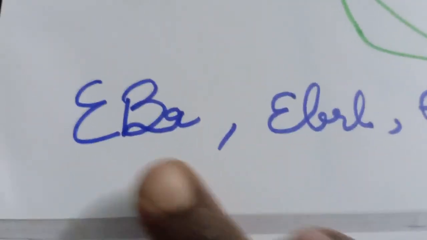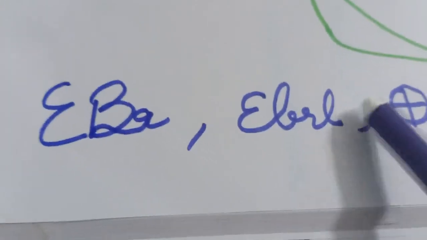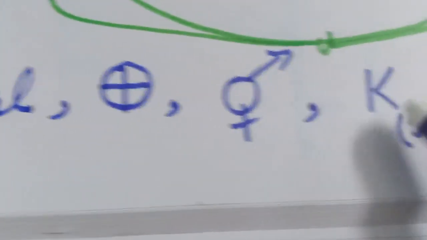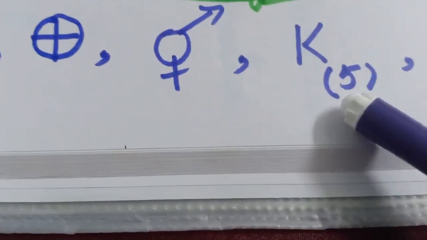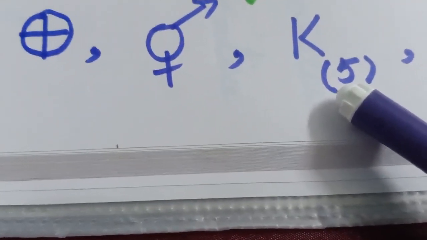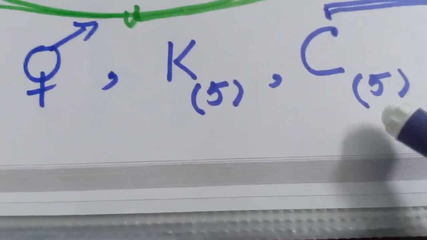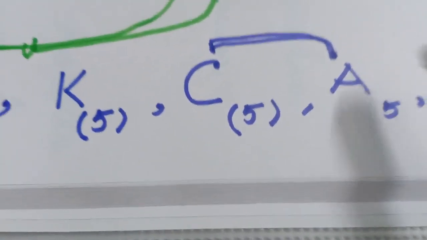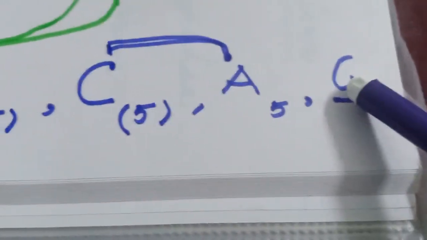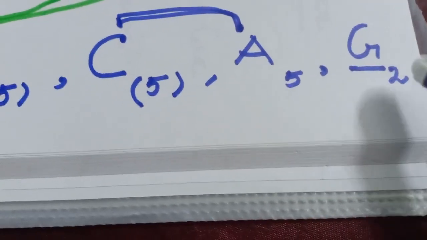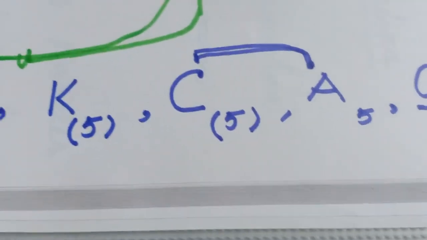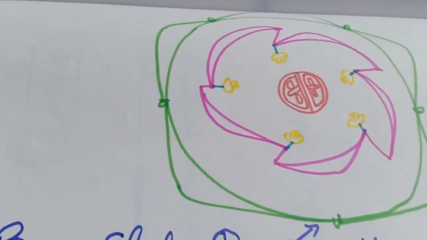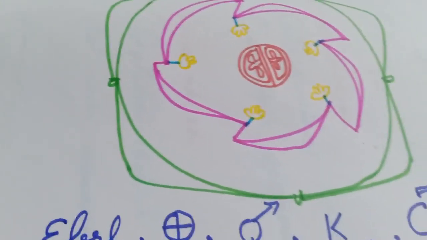E-bracteate, E-bracteolate, actinomorphic, bisexual, calyx with 5 sepals, synsepalous, corolla with 5 petals, synpetalous, androecium with 5 stamens, epipetalous, gynoecium bicarpellate, superior ovary. So this is how you will have to write the floral formula. Catharanthus roseus.